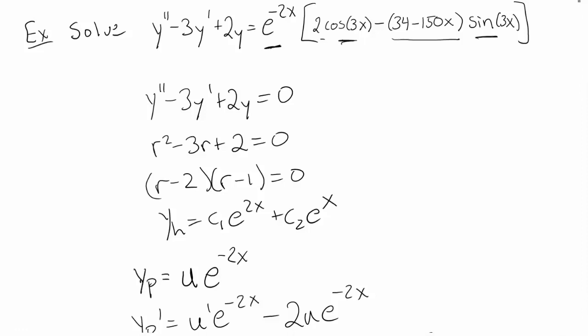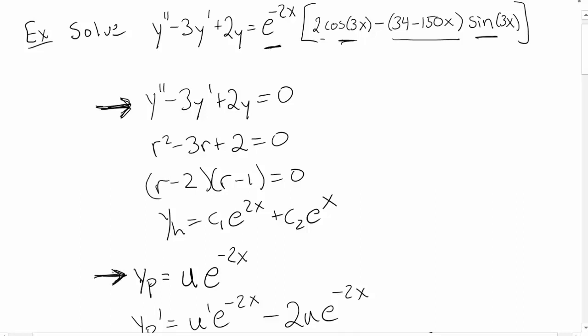So let's solve our homogeneous. We have y double prime minus 3y prime plus 2y is equal to 0. Its characteristic equation is r squared minus 3r plus 2 is equal to 0, which gives me r values of 2 and 1. So my homogeneous solution is c1 e to the 2x plus c2 e to the x. So now I've got to go and find my particular solution.